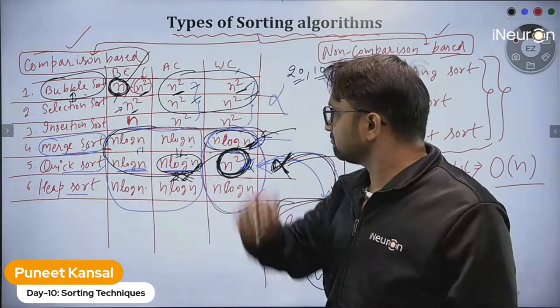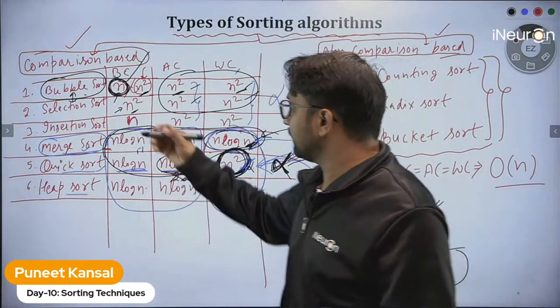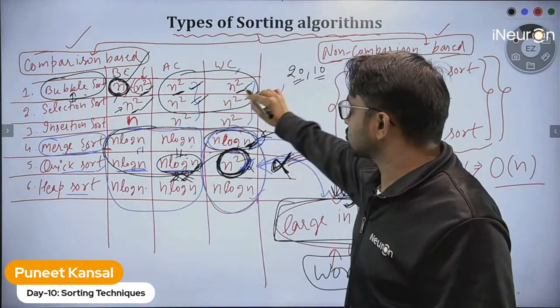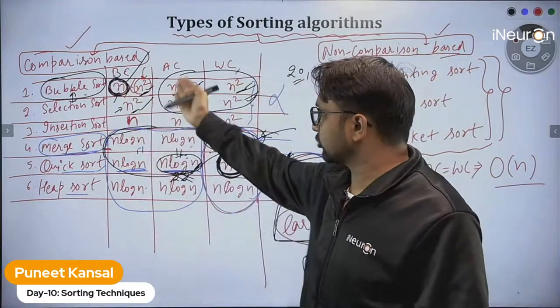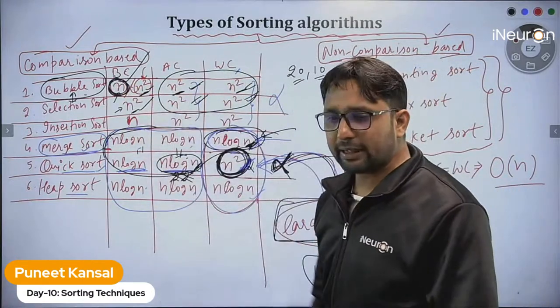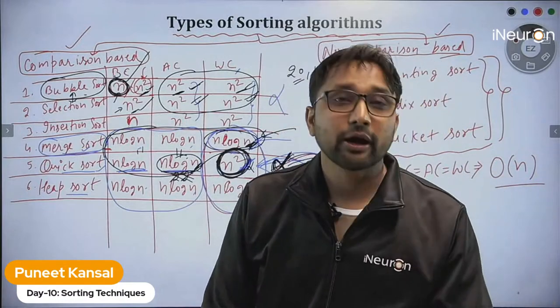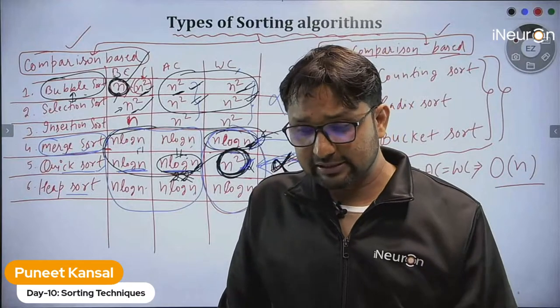Still you can ask me, sir, okay, we take your point. But still, this is also n square and this is also n square. How can you say that bubble sort is the worst one? Both are taking n square time. Actually, now you need to know how bubble sort works and how selection sort works. Let me tell you the answer directly.